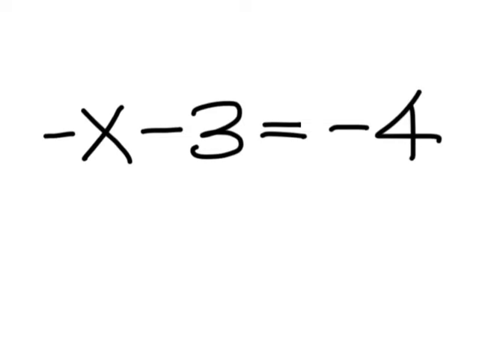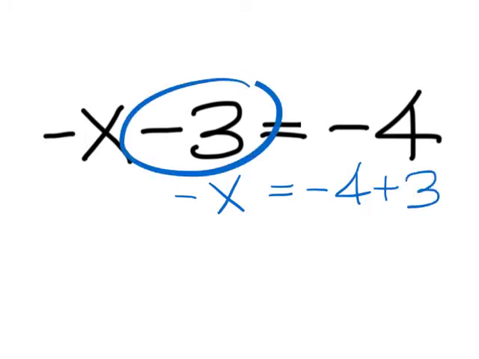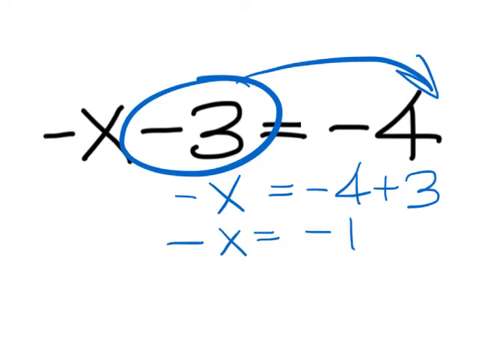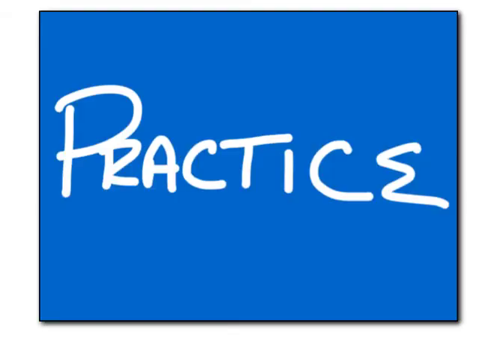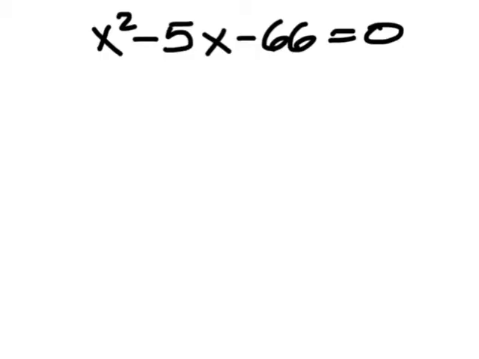It could be anything. This should be negative x equals negative 4 plus 3. You have to move this over. And that becomes a negative 1, but since you have this, you have to divide negative 1 by this negative 1. Answer is positive 1. Here's another practice problem. Walk by and show me this.